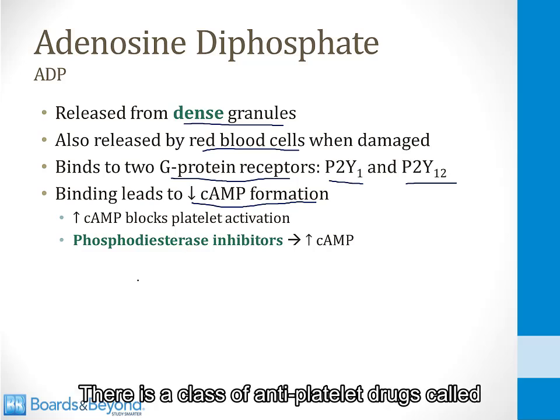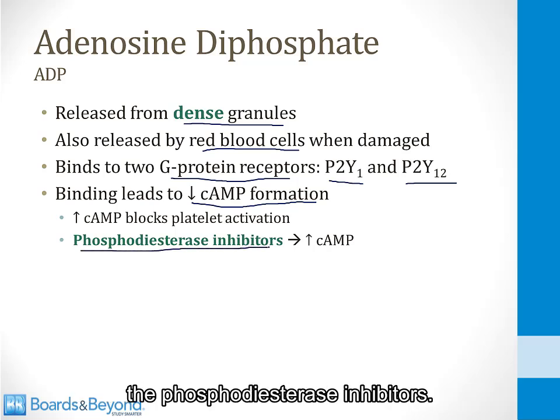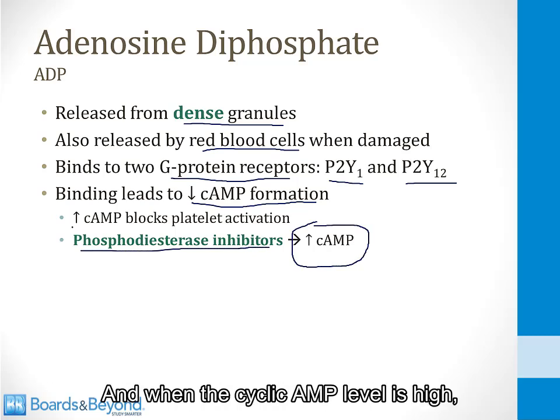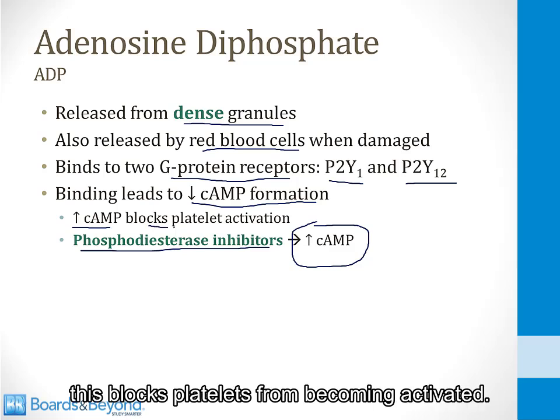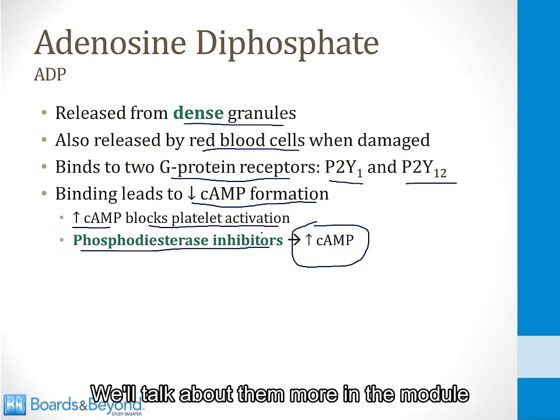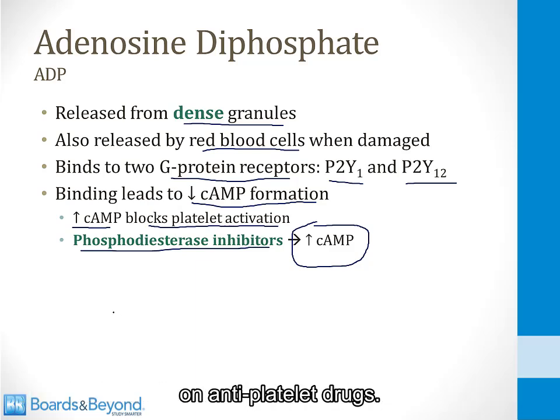There is a class of antiplatelet drugs called the phosphodiesterase inhibitors. They raise the cyclic AMP level inside of platelets, and when the cyclic AMP level is high, this blocks platelets from becoming activated, and that's how these drugs work as antiplatelet agents. We'll talk about them more in the module on antiplatelet drugs.